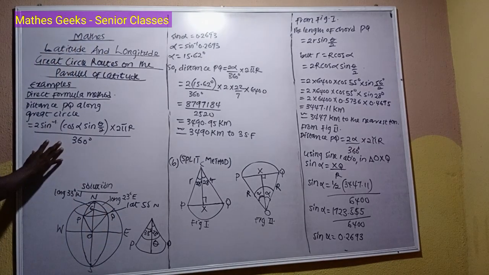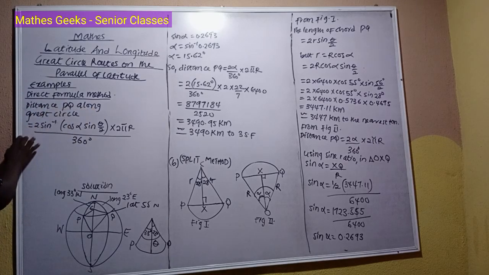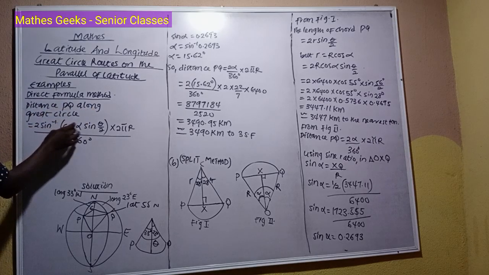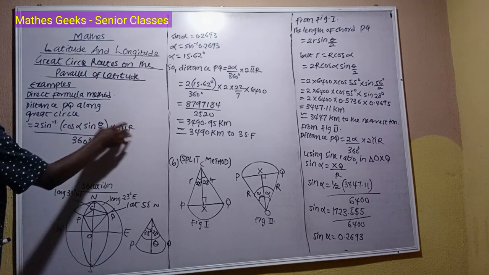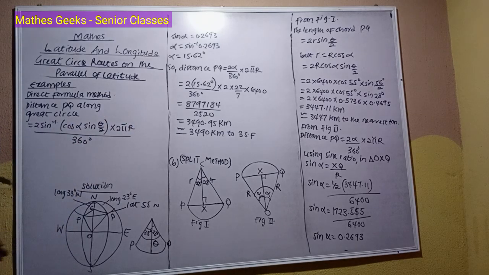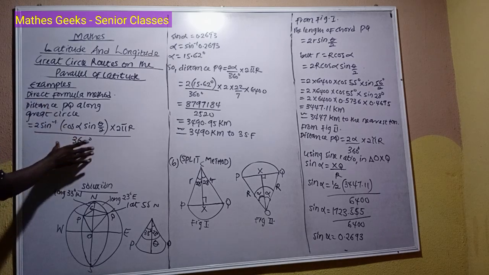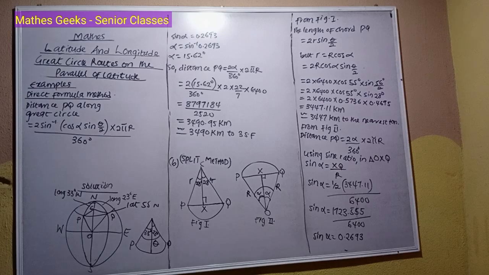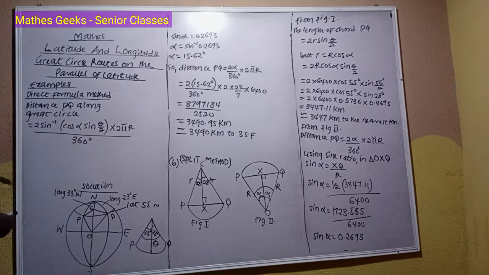This is the direct formula method. Distance PQ along the great circle is equal to 2 arc sine of cos alpha times sine theta over 2, times 2 pi r over 360 degrees. So all you need to do is memorize or know the formula, and then substitute the appropriate variables and get your answer.